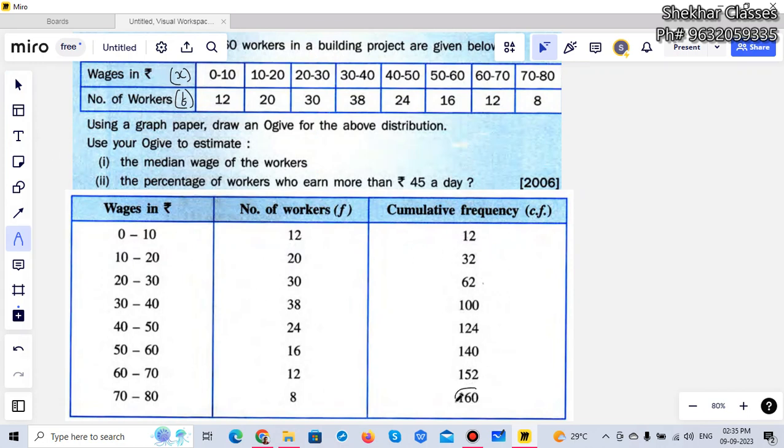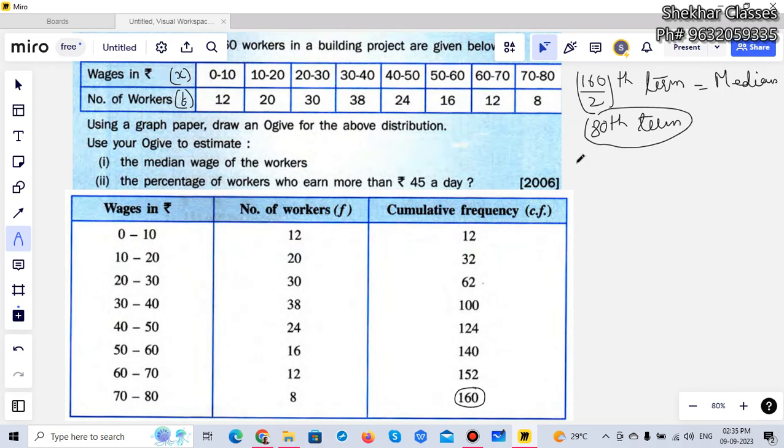How many total is that? 160. Odd or even, no problem with that. It will be 160 upon 2. So the median term will be the 160 upon 2th term. So what is that? Which term is it? 80th term. So the 80th term is the median.